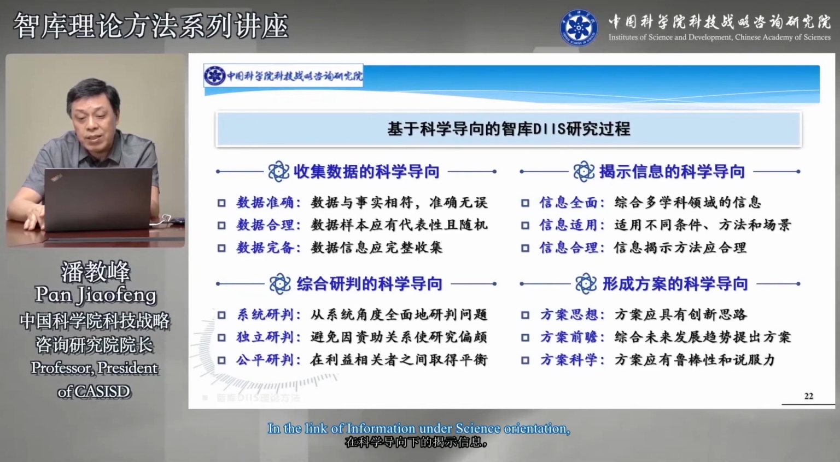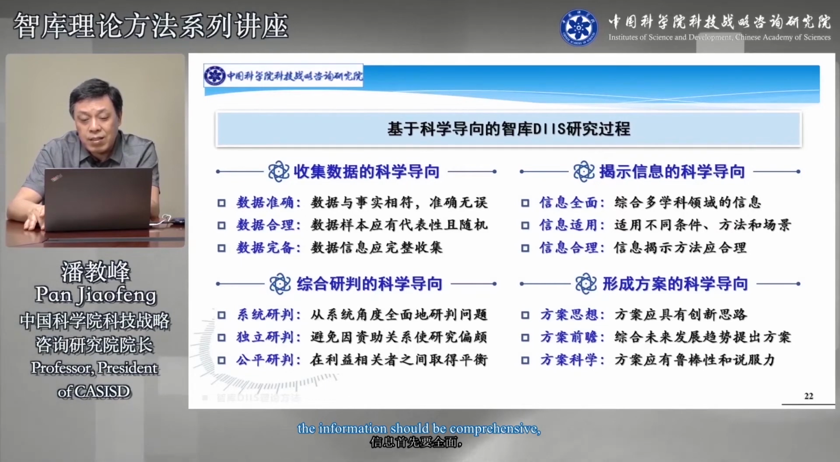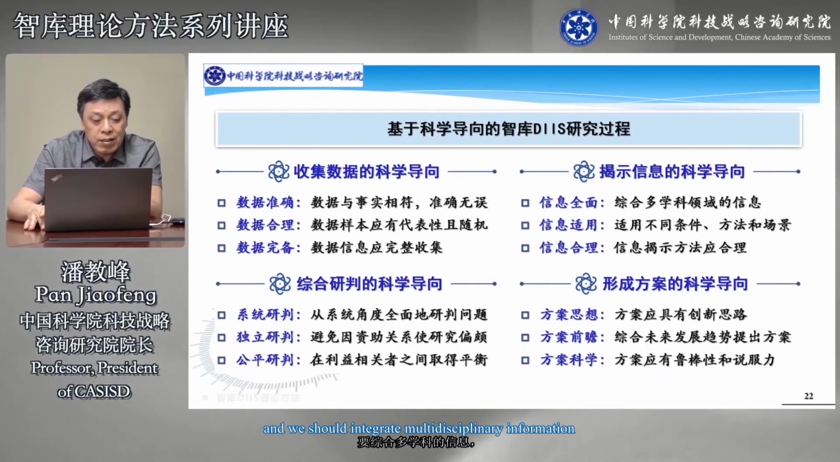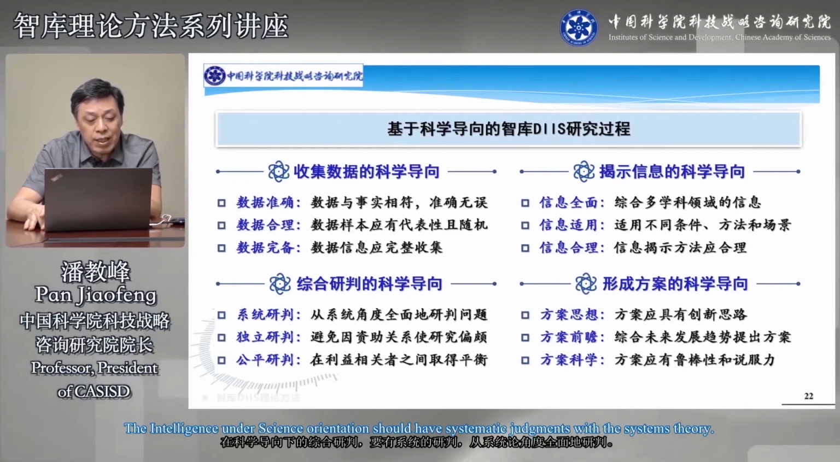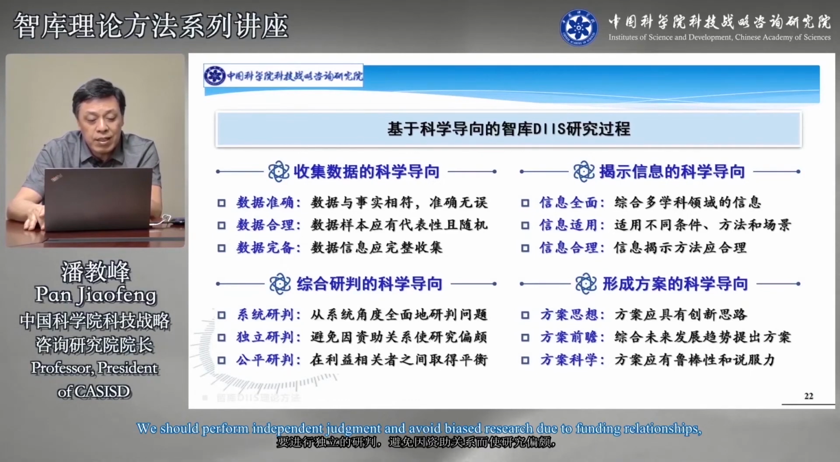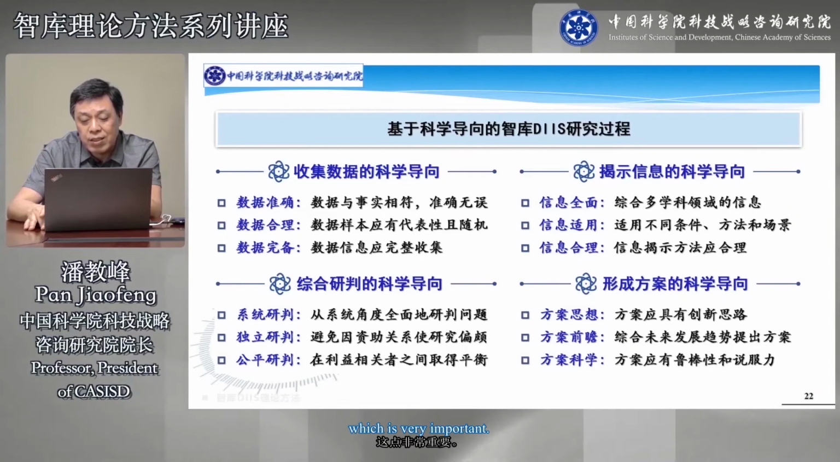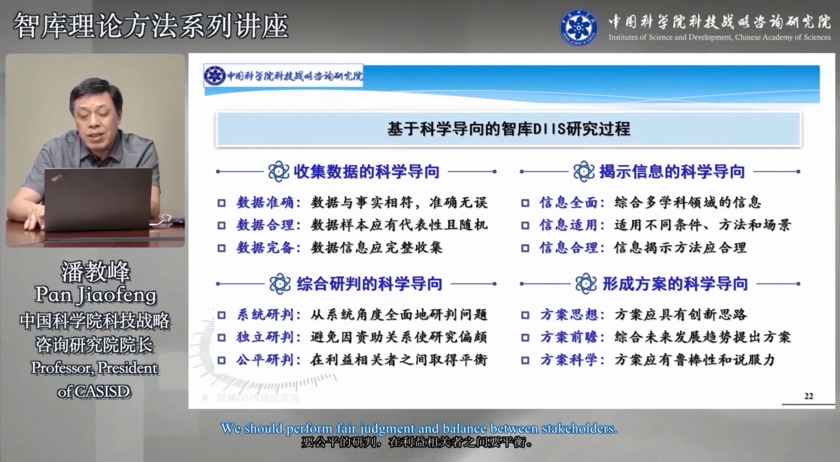In the link of information under science orientation, the information should be comprehensive, and we should integrate multidisciplinary information that is applicable to different conditions, methods, and scenarios. The intelligence under science orientation should have systematic judgments with the systems theory. We should perform independent judgment and avoid biased research due to funding relationships, which is very important. We should perform fair judgment and balance between stakeholders.